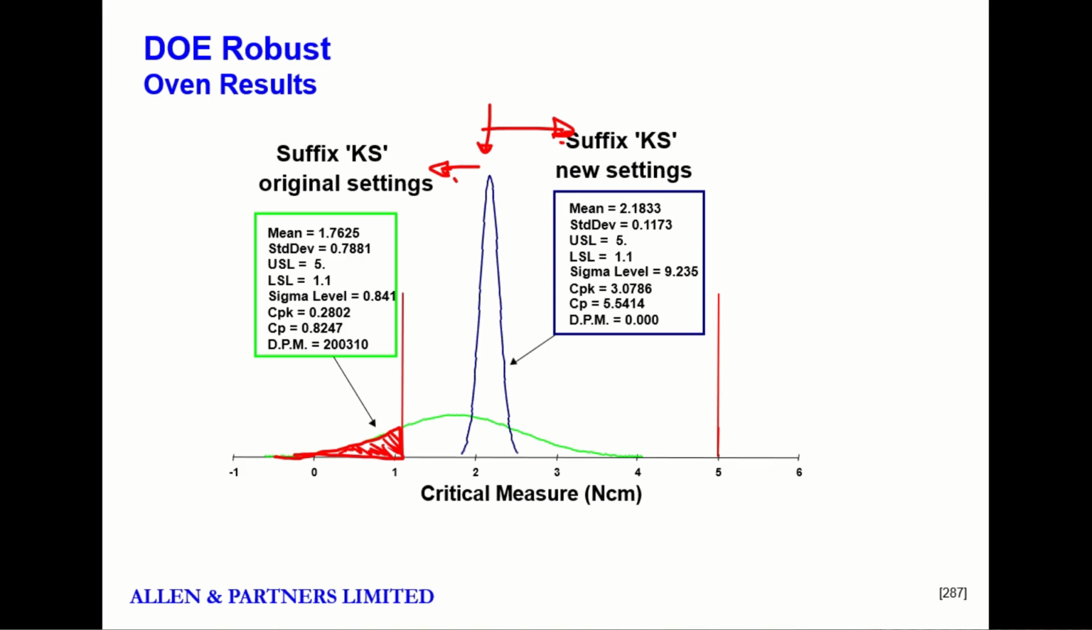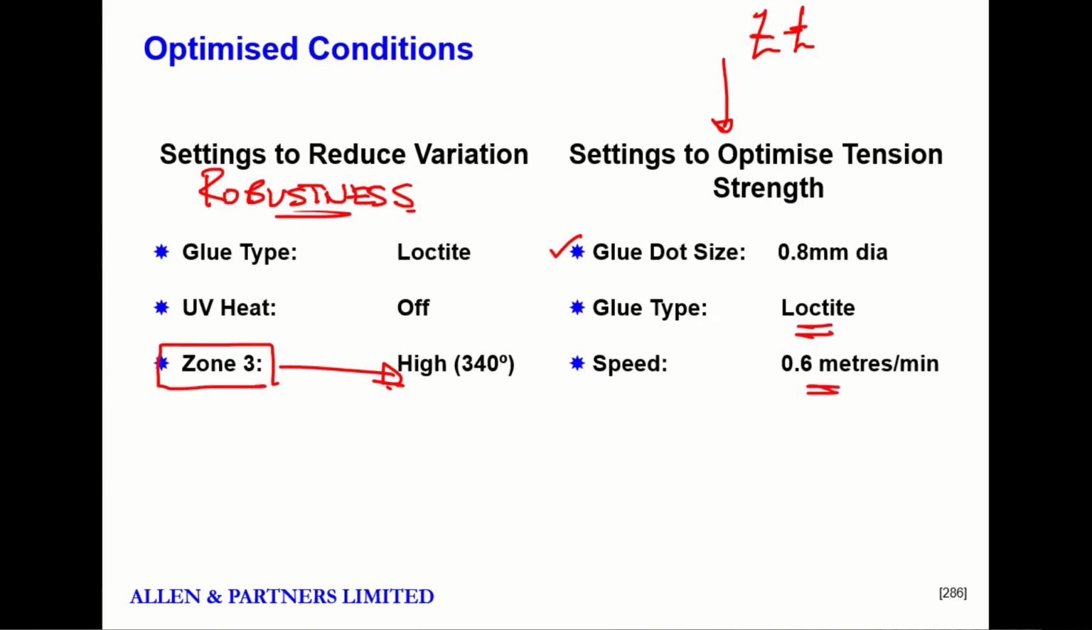So we don't have to take the three variables that optimize the tension. We don't have to use those to the full. We could put a slightly smaller dot size, maybe 0.7 of a millimeter, and save some money. Maybe we could take the speed of the conveyor up a little bit to 0.7 and make some more product. And still we would be in a good region because of the robust settings on the left-hand side.